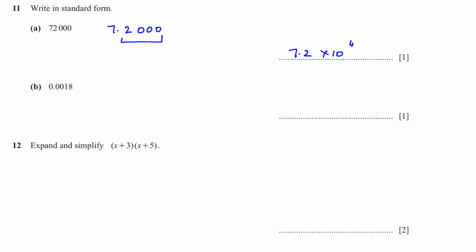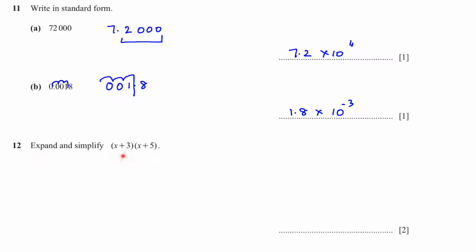Question number 11b, 0.0018. Again, you need to have one number before the decimal. So you will have 0, 0, 1.8. Correct? This decimal we are moving 3 places. 1, 2, and 3. If you move your decimal to the right, then the power of 10 will be negative. Because we moved 3 places, the answer is going to be 1.8 times 10 to the power of negative 3.